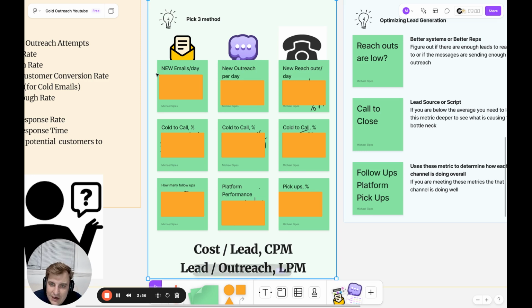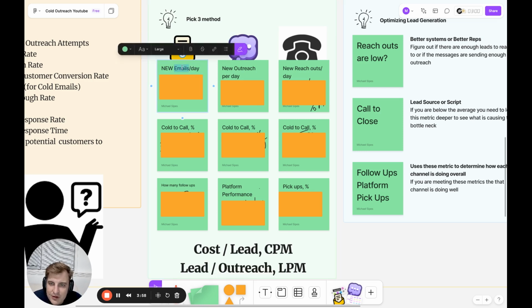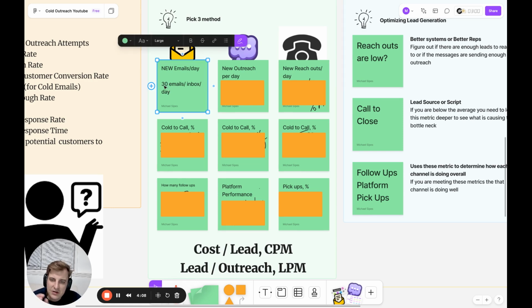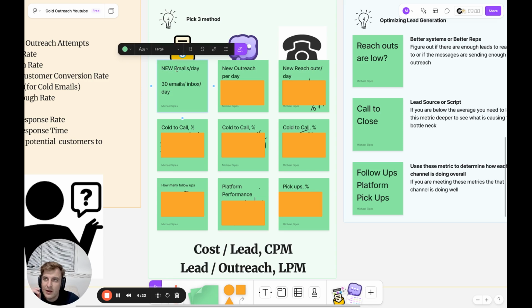For cold emails, I track new emails sent per day. This is super important. How many emails are you actually sending out per day? Typically, for every single inbox, you should be sending 30 emails per inbox per day. To get this calculation, you just ask, at what percent am I at full capacity? So this would be new emails per day, and then it would be a percentage.